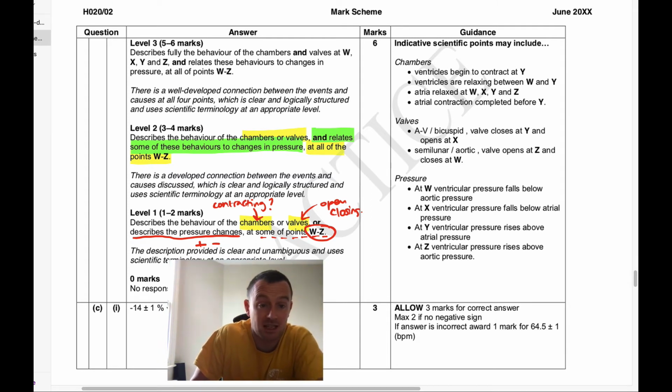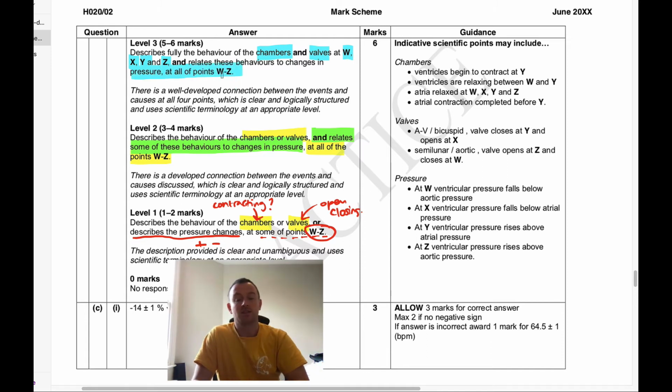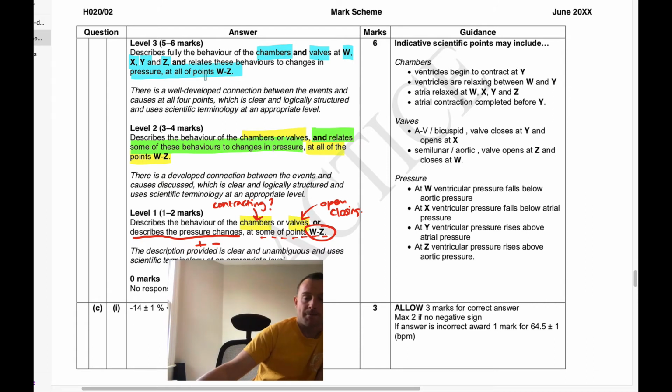For 5 to 6 marks up here, you've got to talk about the chambers, so the ventricles and the atria, are they contracting? You've got to talk about the valves, and you've got to talk about W, X, Y, and Z, all of them, and you've got to talk about the pressure changes at all of the points W to Z. Okay, so you've really got to go for it, full detail.